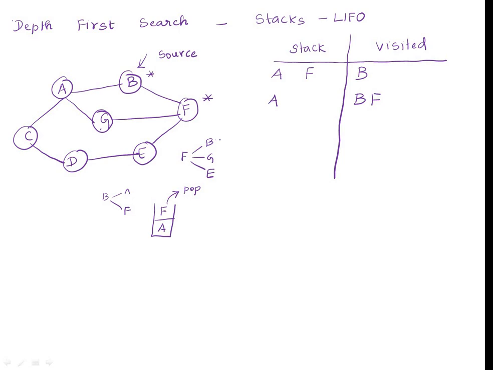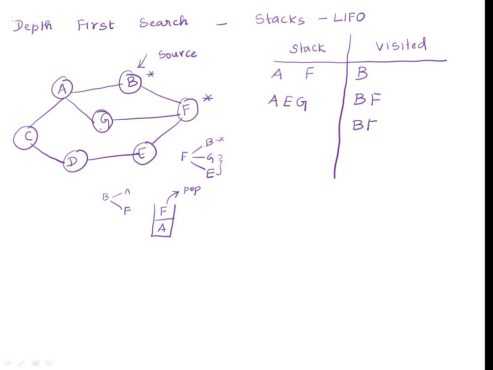So if we consider the first vertex B, it is already there in the visited category, so I am not going to write this again. And when you consider the remaining two values G and E, they are not present in both of these columns. So I am going to update the content of the stack in alphabetical order. So I am going to repeat this procedure again.